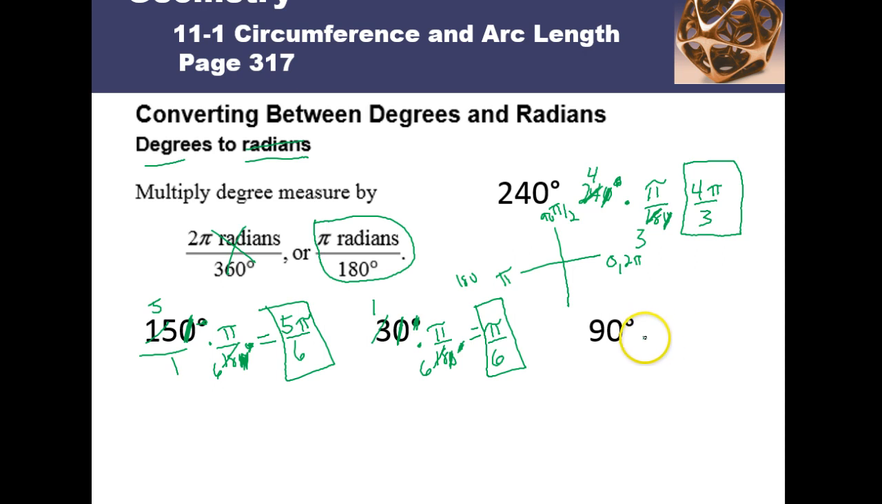But again, if I want to just go ahead and multiply by the formula, it's pi times 180. The degrees cancel. And then how many times does 90 go into 180? Twice. So again, it's pi over 2 in radians.